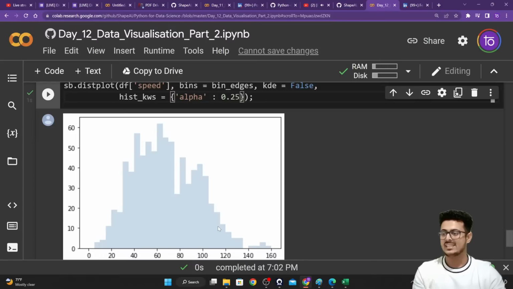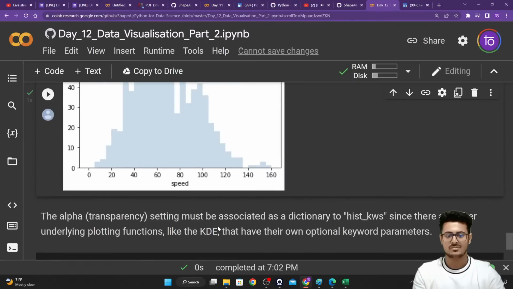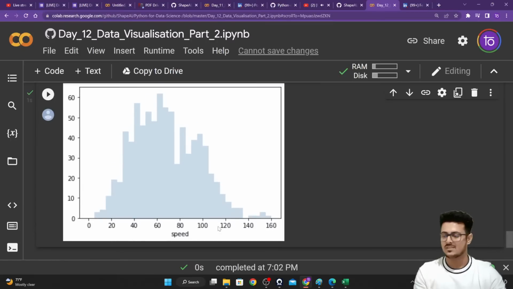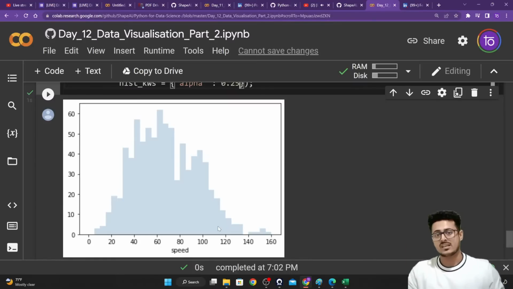KDE is kernel density estimation, guys. So that is how you can work with it. This alpha is associated with the dictionary hist_kws, so all these different things. Because when you're creating the histogram, the main focus is on the KDE, the kernel density estimation. The KDEs that we were seeing right over there are density estimations.